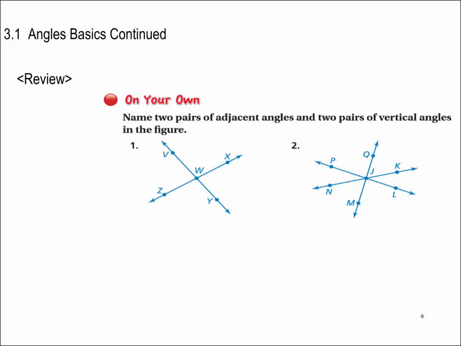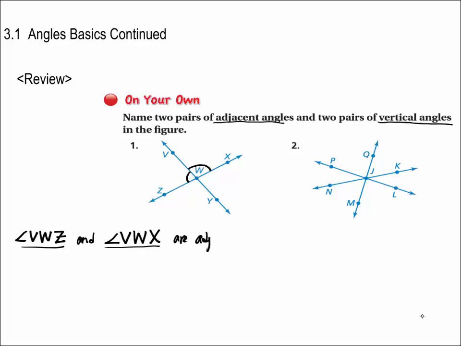First, find two pairs of adjacent angles and two pairs of vertical angles in the figure. So the first problem, you have to find adjacent angles and vertical angles. If we start with any of these, I'm going to start with that one, the angle VWZ. What's an angle that's adjacent to angle VWZ? An angle that's next to it. I can choose this one, and I can say that's angle VWX.